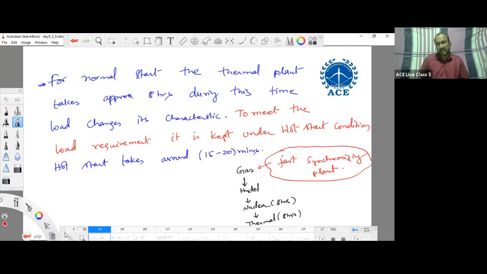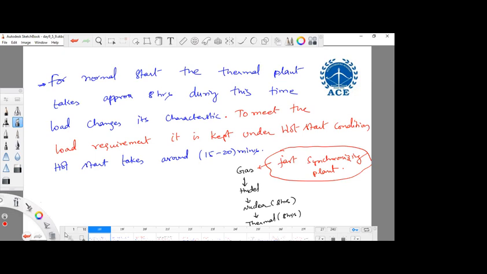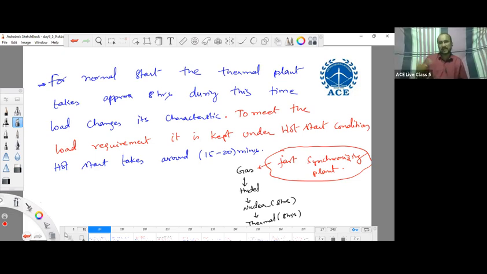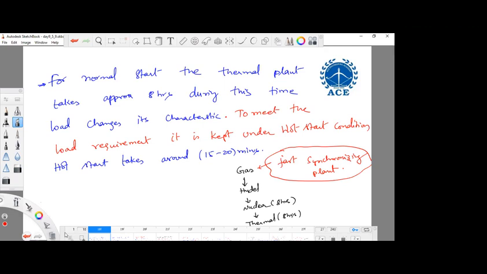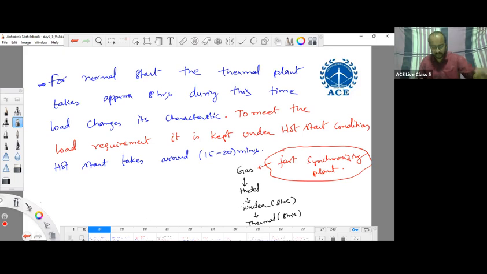So it is selected for peak load operation because peak load exists for only a shorter duration. But a thermal plant will take more time to synchronize. That's why it is not operated as a peak load plant. This is the synchronizing time order.